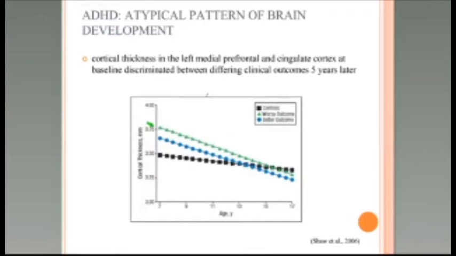The more atypical your brain development, the worse your outcome, even though over time, by the time these individuals are 15 to 17 years old, there's not a significant difference in terms of cortical thickness. It really is a matter of pattern and developmental course rather than where you end up. But there's an association then between pattern of development and outcomes.